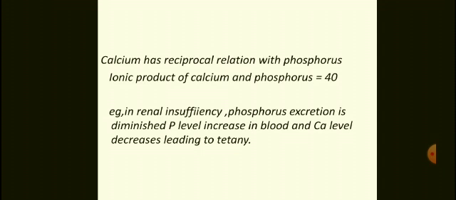Now calcium has a reciprocal relation with phosphorus. The ionic product of calcium and phosphorus is 40. That is, calcium concentration is 10 milligram and phosphorus is 4. So that is how we get the product 40. But in case of renal insufficiency, phosphorus excretion is diminished. So phosphorus level increases in blood and calcium level gets decreased, leading to a condition called tetany.